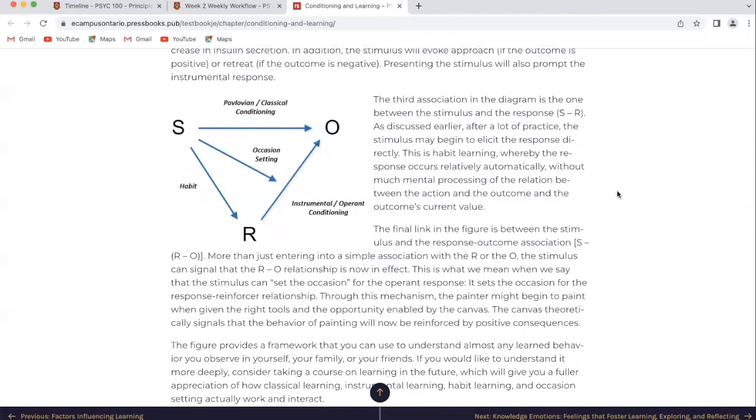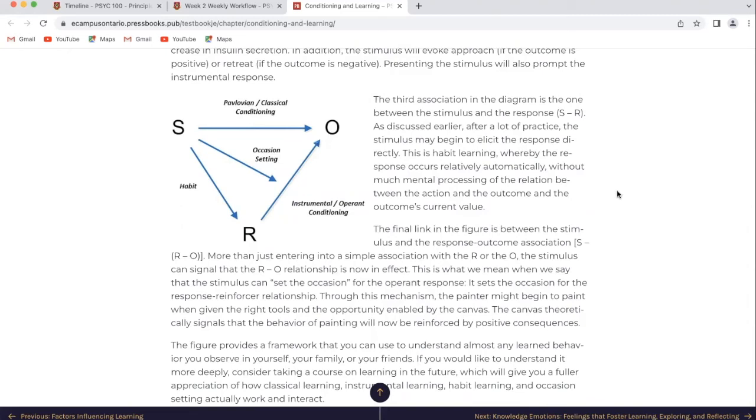The final link in the figure is between the stimulus and the response-outcome association. So stimulus to R to O. So basically the arrows in the middle of the triangle. More than just entering into a simple association with the R or the O, the response or the outcome, the stimulus can signal that the response-to-outcome relationship is now in effect. That is what we mean when we say that the stimulus can set the occasion for the operant response. It sets the occasion for the response-reinforcer relationship.